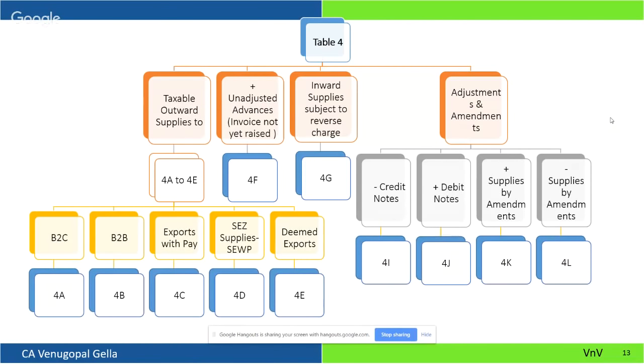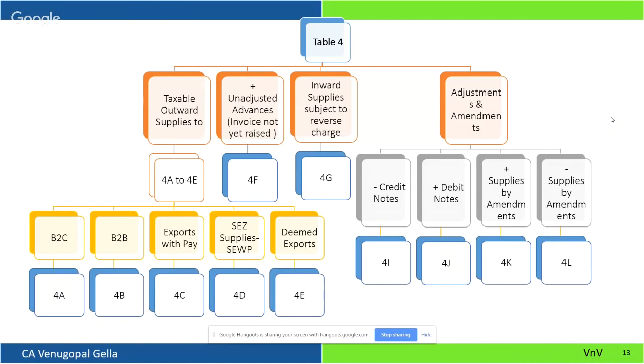So there could also be exports with pay and SEZ supplies with pay, which is reported in 4C and 4D, and deemed exports, which is reported in 4E. Now, exports without pay doesn't get reported in table 4 since it does not have any tax liability. Table 4 is only the details of turnover which has tax liability.